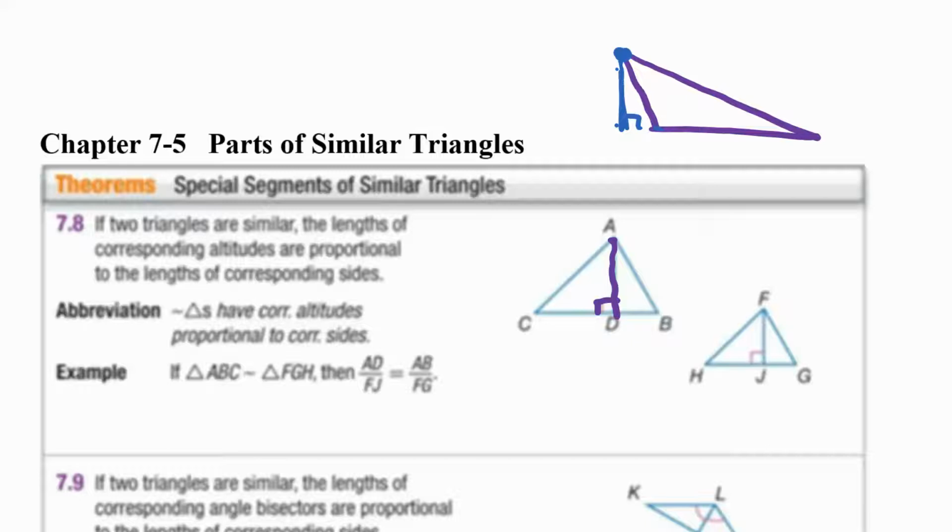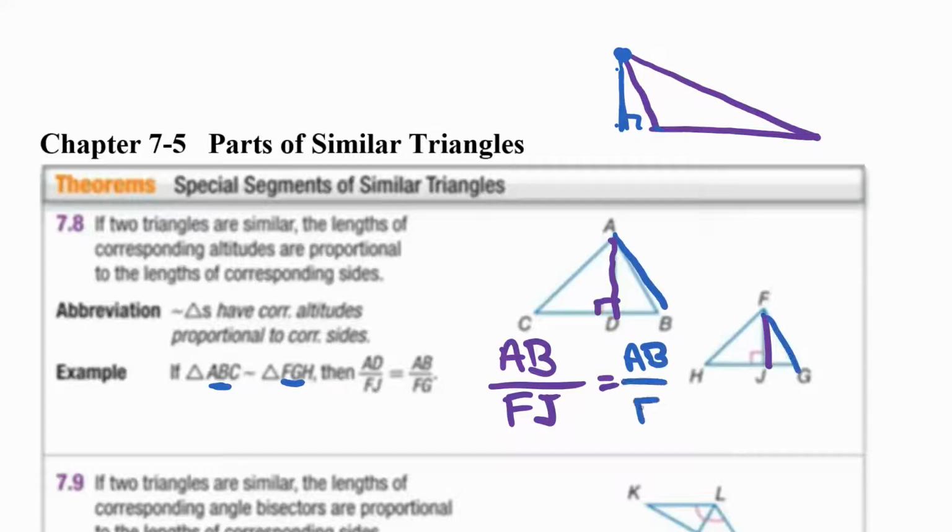So the altitudes are in the same proportion as corresponding sides. So the altitudes here, AB over FJ, would equal any of the 2 or 3 sets of corresponding sides. Let's pick AB and FG, so it would equal AB over FG.